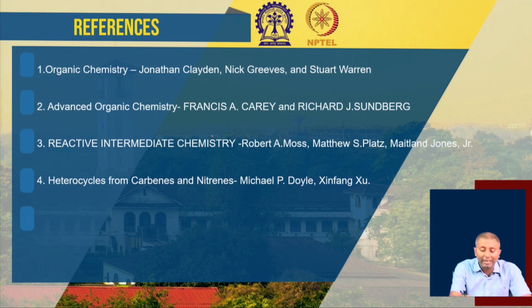You can go through Clayden, and Advanced Organic Chemistry by Carey and Sundberg, and this is a very important book for reactive intermediates.